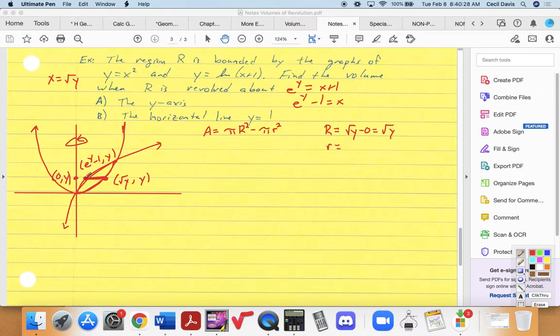The little radius will be the distance from this point to this point. Again, that's a change in x. So that's e to the y minus 1 minus 0, which is just e to the y minus 1. So my area in terms of y is pi times the square root of y squared, which will be y, minus pi times e to the y minus 1 quantity squared.